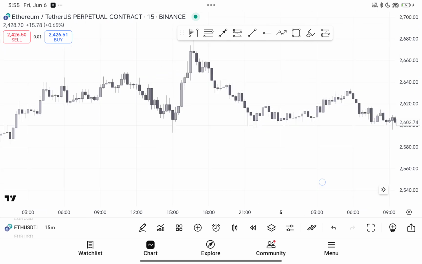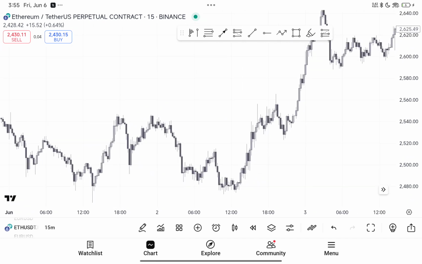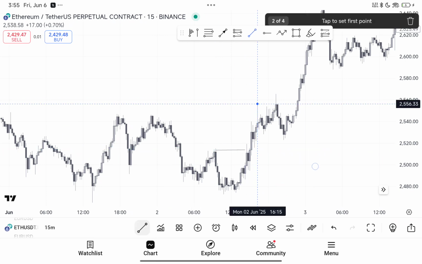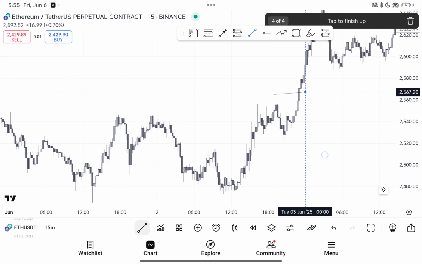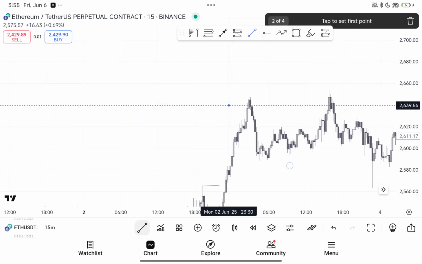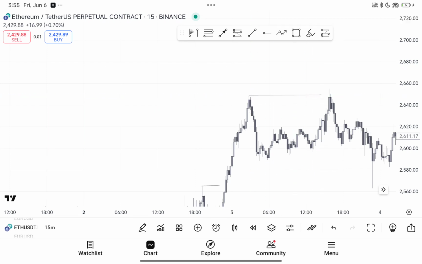Now what is an example of an uptrend? Let's look for an example of an uptrend here. We have a break of structure to the upside, one. We have a break of structure to the upside, two. And then we have another break of structure to the upside, three. So this is the confirmation that it is a bullish trend, or an uptrend.